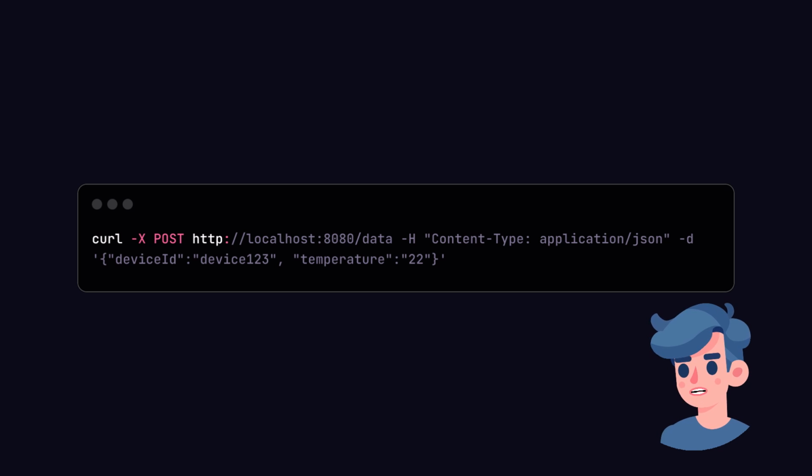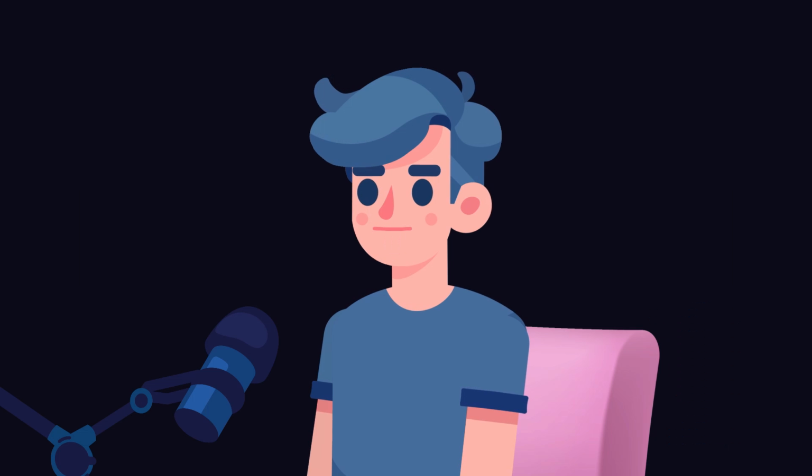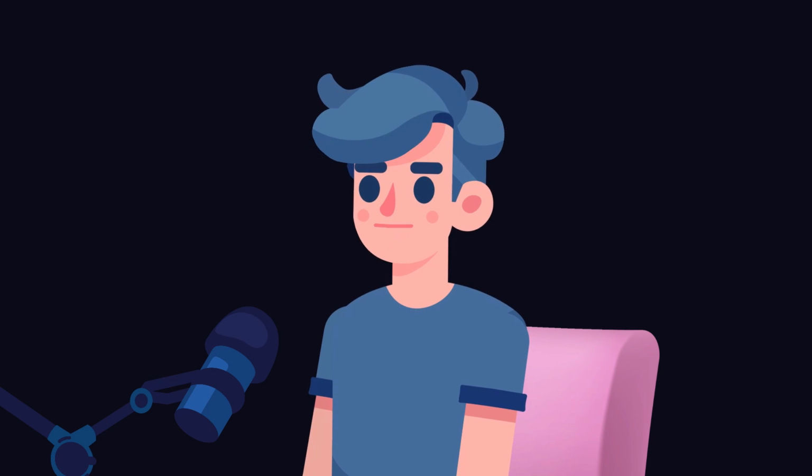Now that our server can accept data, let's send some test data from an IoT device simulation. We'll use Postman or curl to simulate a device sending data to our platform. If you're using curl, here's a sample command. If everything is set up correctly, you will see a message indicating that the data was received.